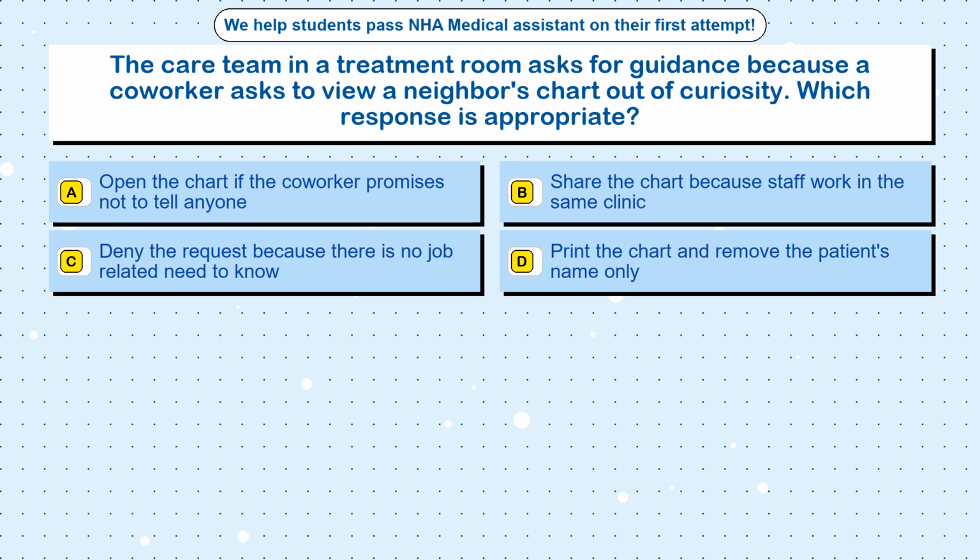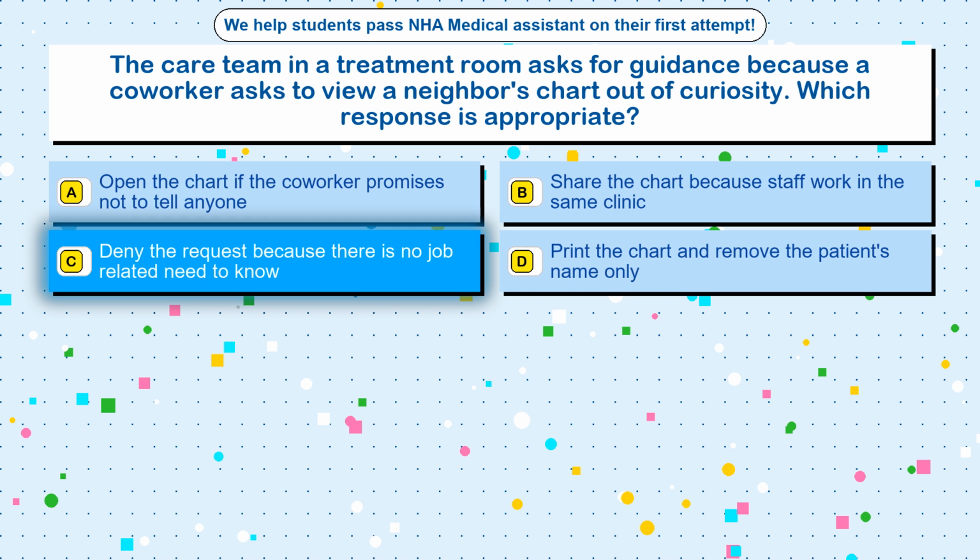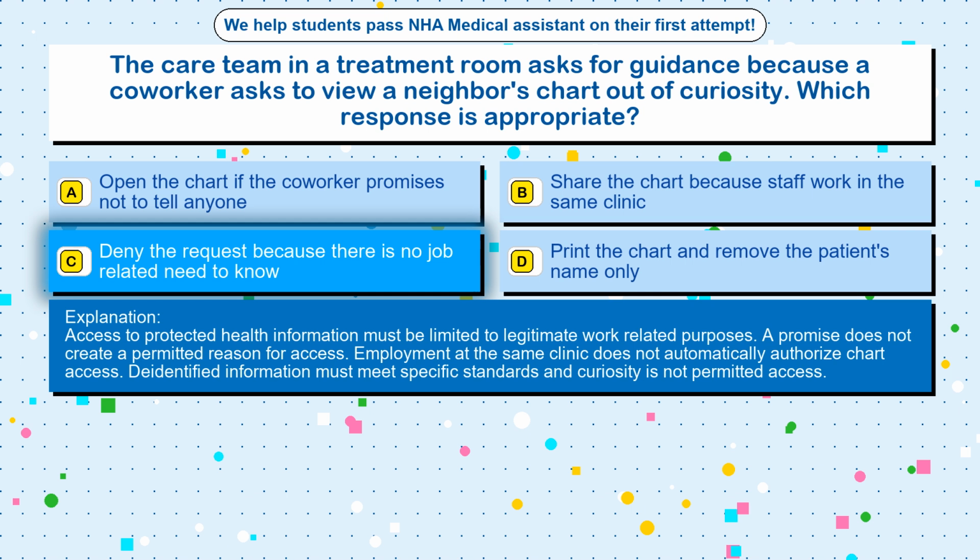Print the chart and remove the patient's name only. The correct answer is option C. Deny the request because there is no job-related need to know. Access to protected health information must be limited to legitimate work-related purposes.